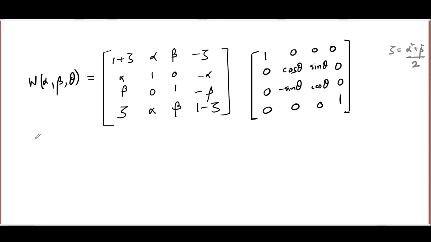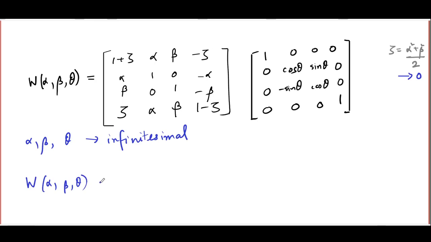Now this is of course for a general element, but for the purpose of constructing generators of this particular group, we will have to take a look at infinitesimal elements. So we are going to consider the situation where alpha, beta and theta are infinitesimally small and keep only first order terms in these parameters. That of course means that zeta, which is (α² + β²)/2, has to be treated as 0, at least to the first order. So W(α, β, θ), for infinitesimal parameters alpha, beta and theta, takes the following form.